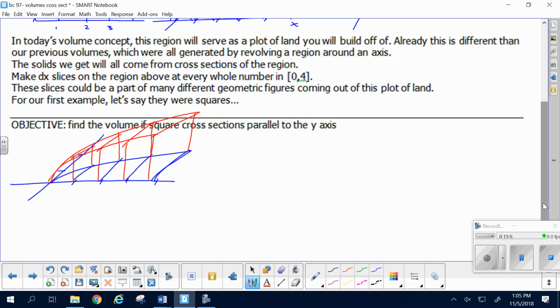I want the volume. Find the volume. You and your math amigos should be able to do it. The other class was able to do it. Go. You can draw as many as you want. There are infinitely many.